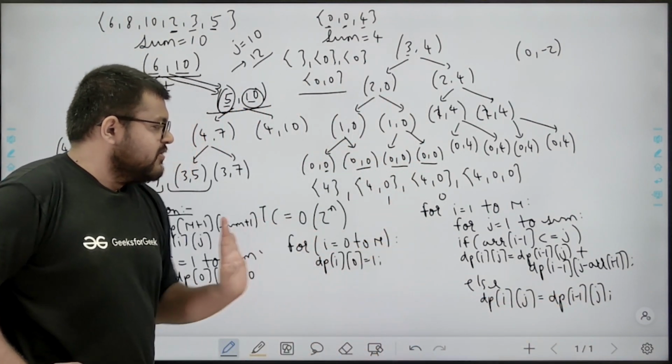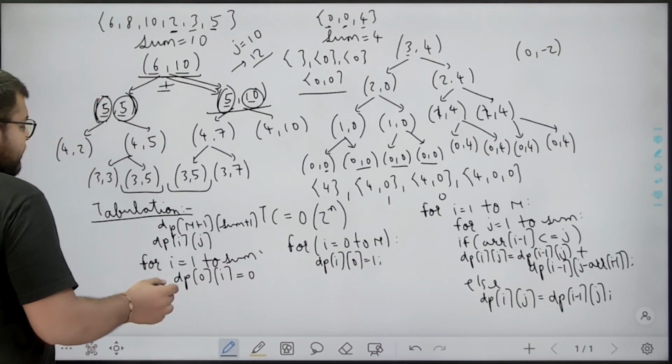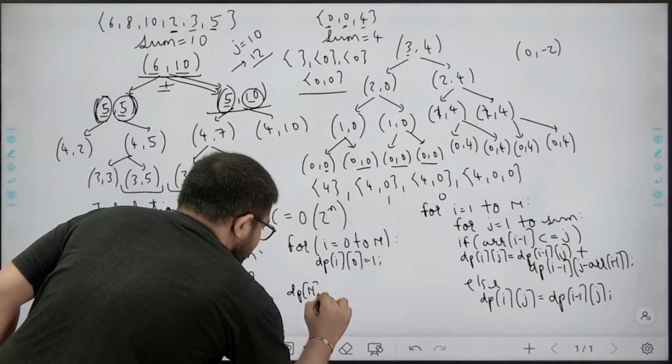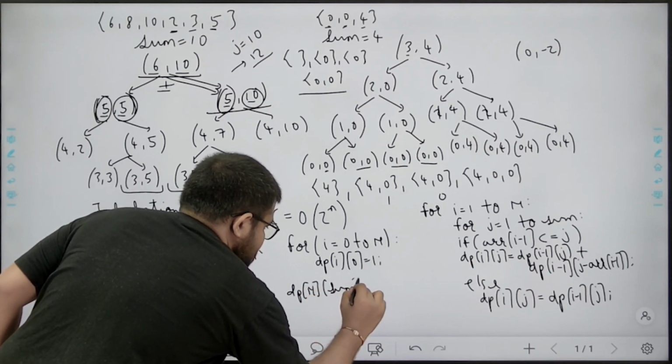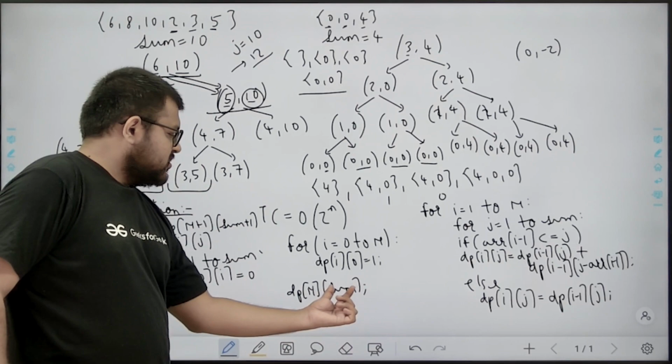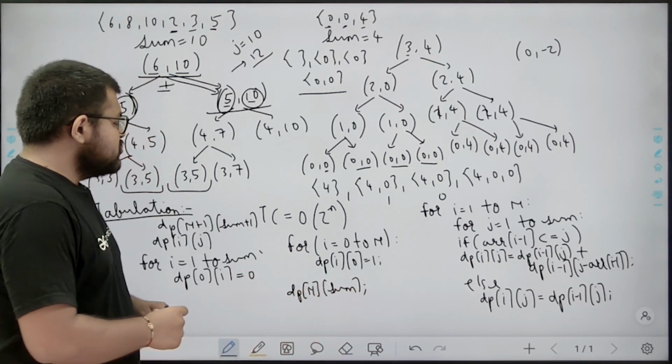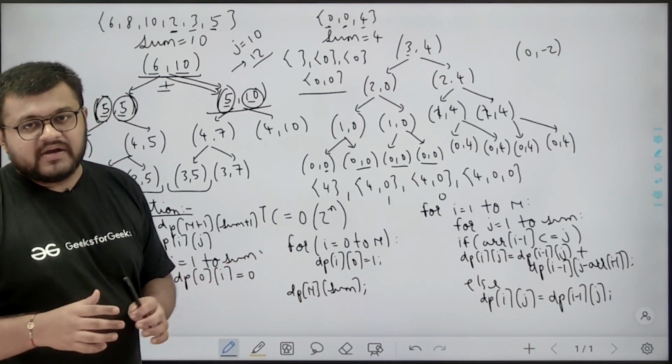Okay, so in this way we will fill the whole table, and finally what will be returned? We will return dp of n, sum, which is basically nothing but the number of ways to reach sum equal to sum using the first n elements. Okay, so this would be our answer. Now let's look at its actual code.